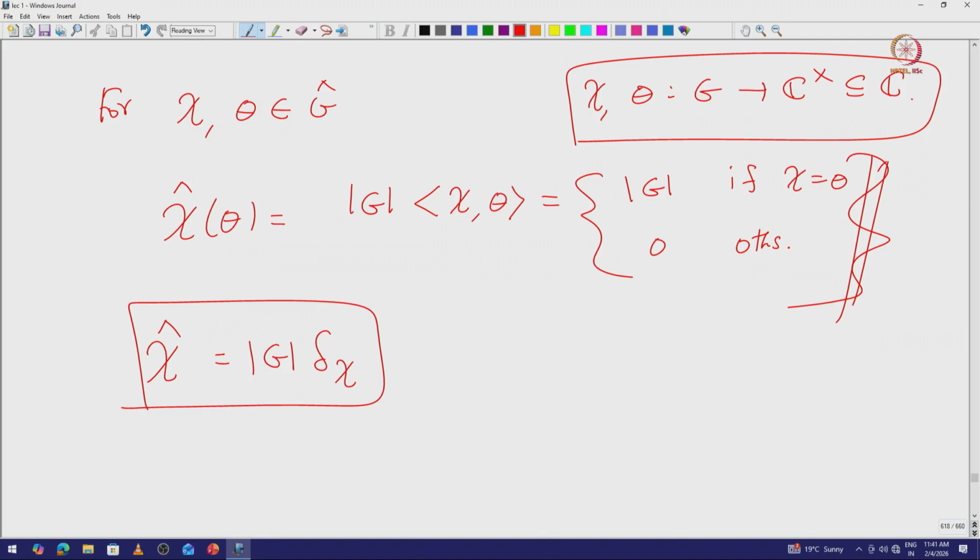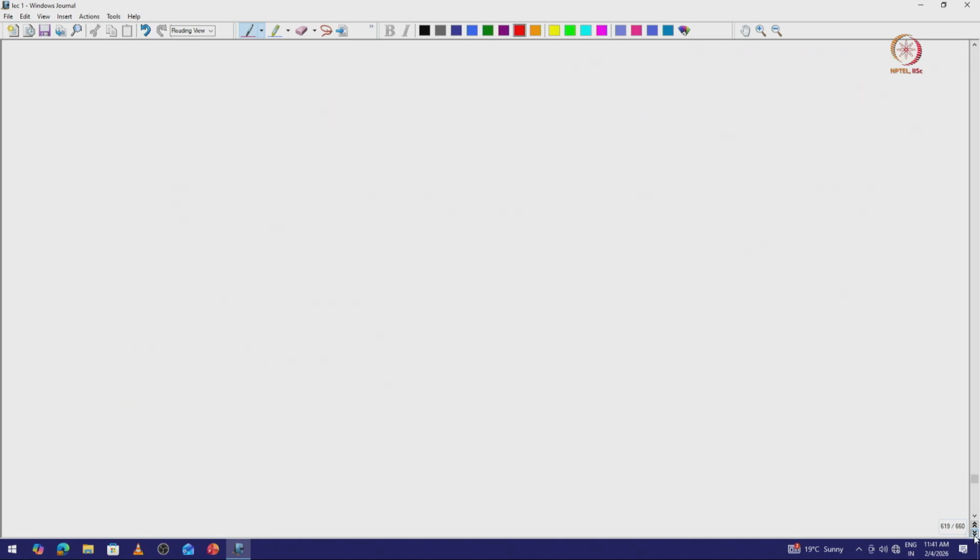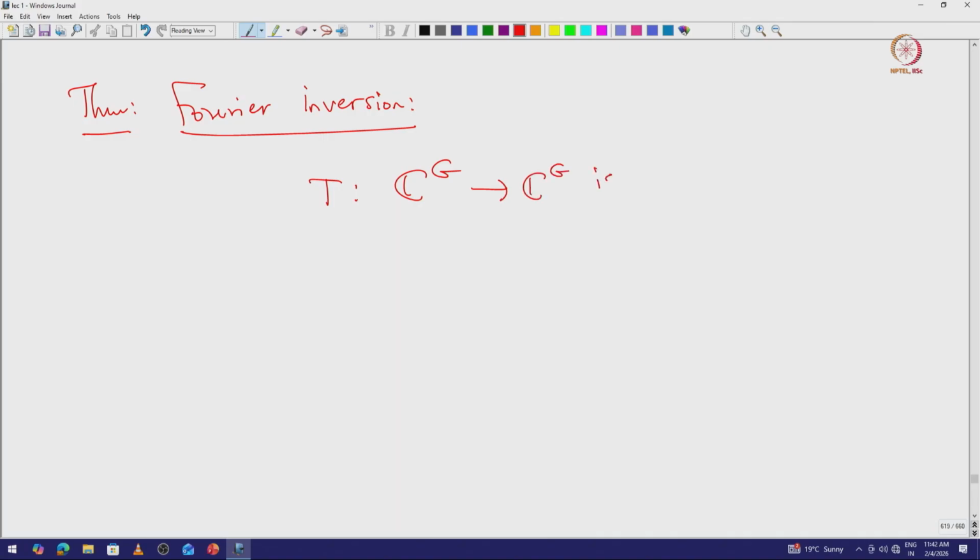Now the Fourier inversion is easy to state and prove. You can see that the map T that we defined from C G to C G hat is an isomorphism of vector spaces. So, what does it mean? If f is given in C G, then we want to recover f completely.